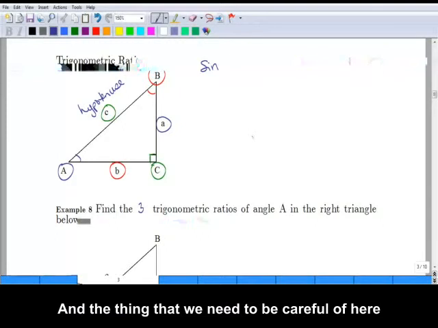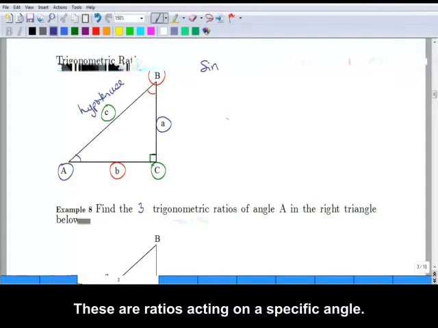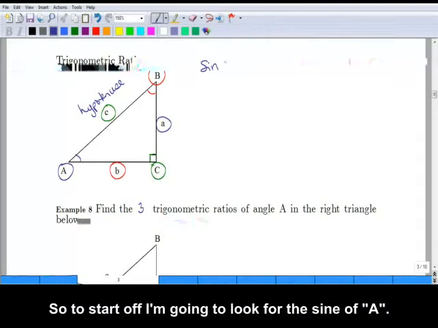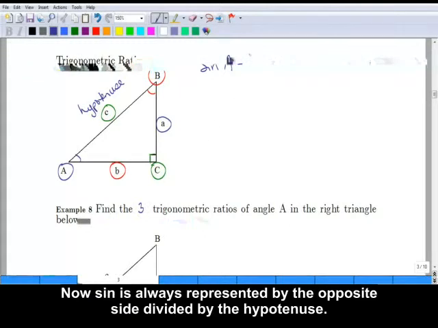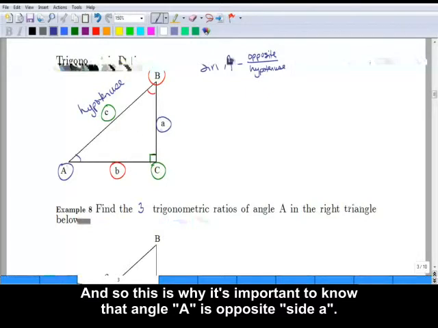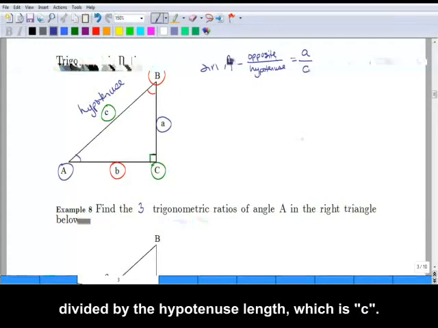The thing that we need to be careful of here is that we always make sure to distinguish what angle we are acting on. These are ratios acting on a specific angle, and so we have to be sure to label what angle we are looking for. So to start off, I'm going to look for the sine of A. Now, sine is always represented by the opposite side divided by the hypotenuse. And so this is why it's important to know that angle A is opposite side A, because in this case, the sine of A would be side A divided by the hypotenuse length, which is C.